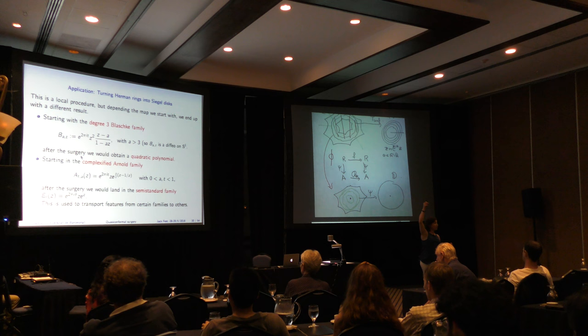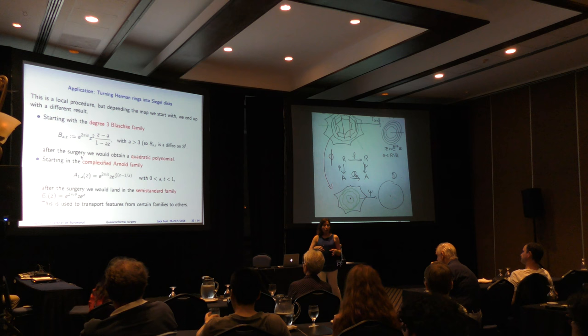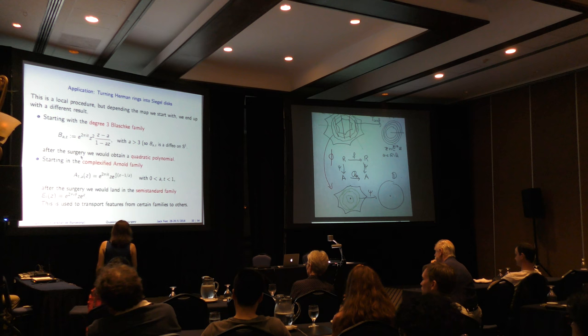If you did this surgery in here, you would end up with a map of the form lambda z e to the z with a single disk. Okay? So this is what we call corresponding models, because these families are really corresponded somehow by this kind of surgery procedure. And this is used to transport features from one kind of family to the other.